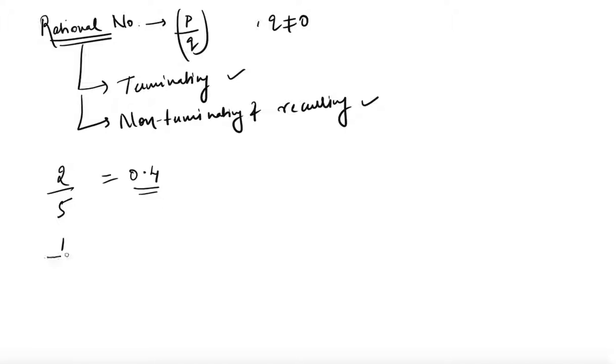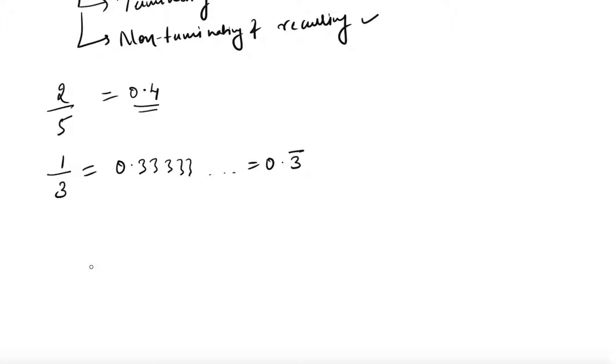Now I have a number 1 by 3. 1 by 3 is what? 0.33333, goes on like this. 0.3 bar. Non-terminating and recurring. So the question is how to determine. Now these are small fractions that you can divide. Say I have a number 24 upon 625. Now tell me whether this will be terminating or non-terminating and recurring. So let us see how to determine that.